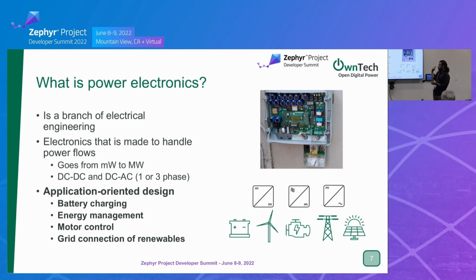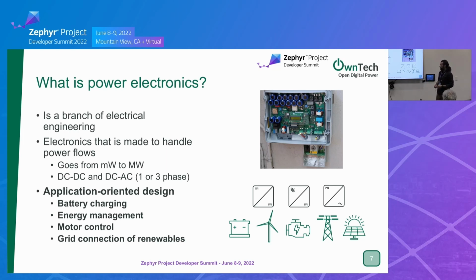Power electronics is a branch of electrical engineering. It's electronics that is made to handle power flows. It can go from milliwatts to megawatts. And you hear a lot about DC to DC or DC to AC. So these are what we call power conversion types. We can do single phase or three phase. Usually that's the kind of stuff you're going to find in the market.